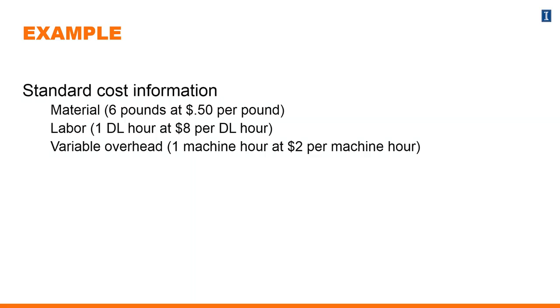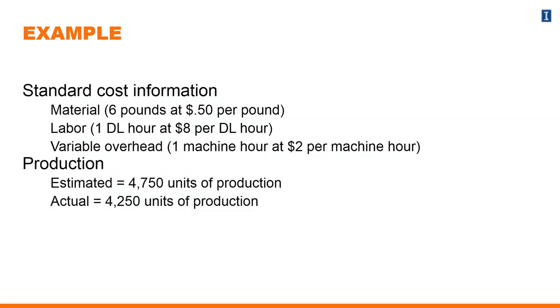And for variable overhead, we have a cost driver that we've identified to estimate the usage of overhead resources. And for this, we use machine hours. Our standard usage of machine hours per unit is 1 machine hour. And our cost per machine hour in terms of variable overhead costs is $2 per machine hour. In terms of production, at the beginning of the period, we estimated that we would produce 4,750 units. At the end of the period, we found that we only produced 4,250.